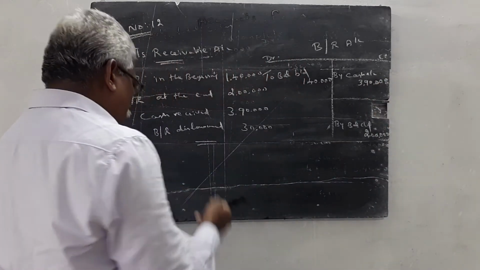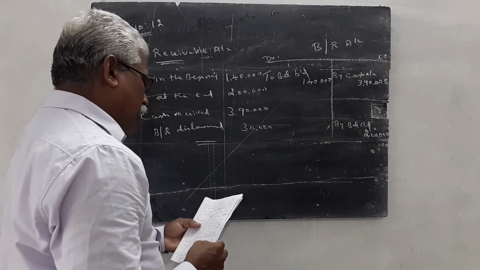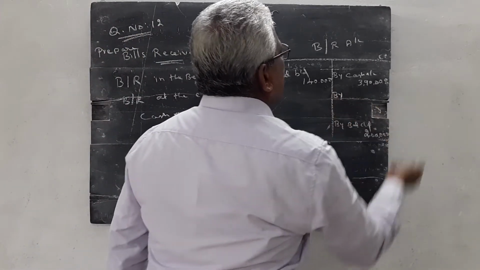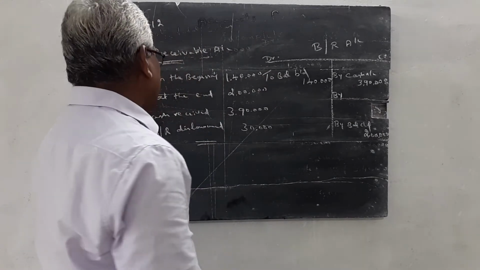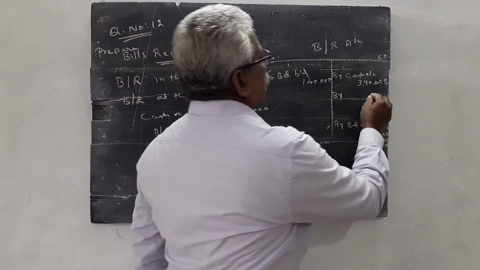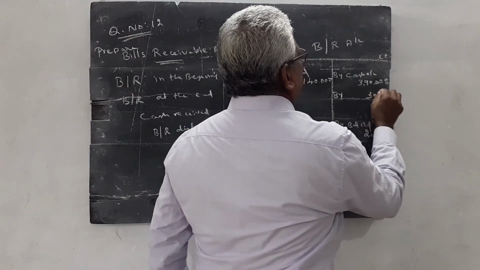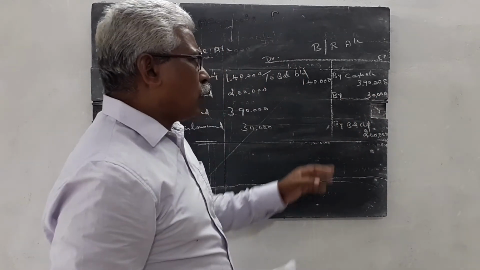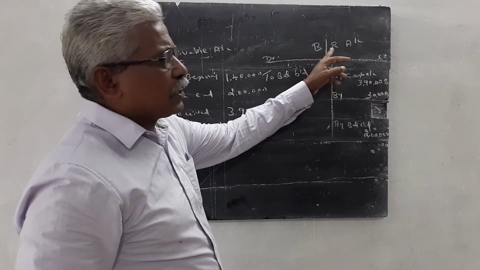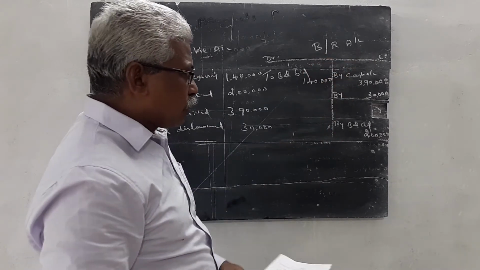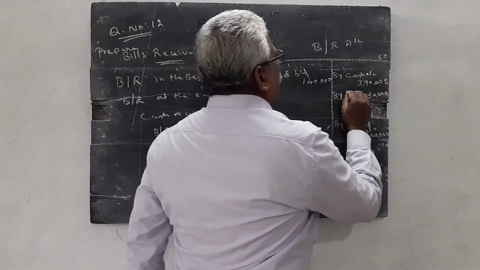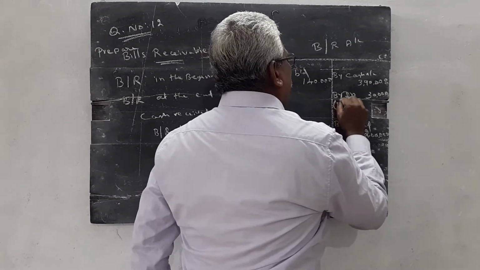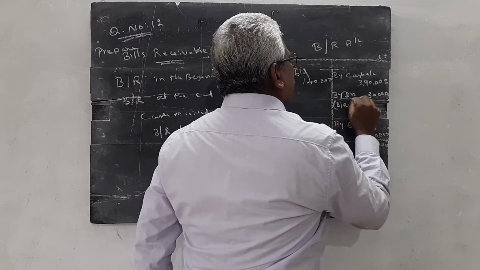Then one bill receivable is dishonored. Bills receivable dishonored is entered on the credit side of the bills receivable account. The amount is 30,000. Here, in the bills receivable account, we never use the word bills receivable. Instead of bills receivable, we use the words by debtors. Within brackets, we can write bills receivable dishonored.